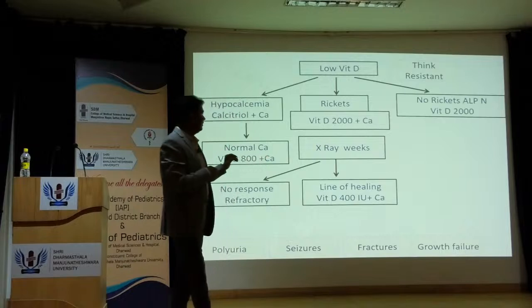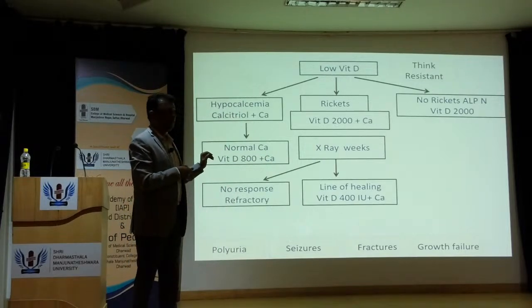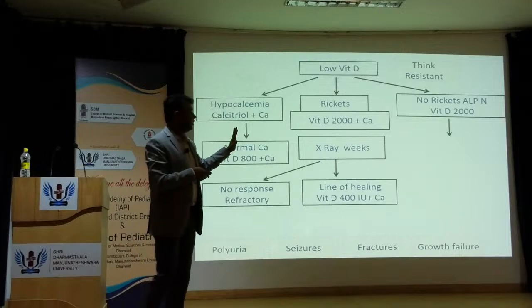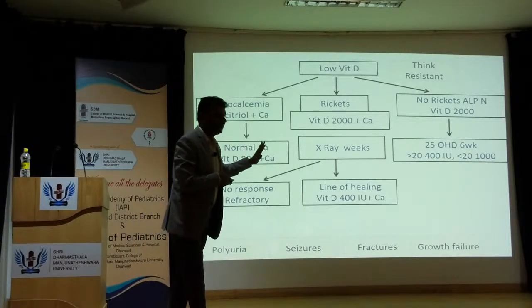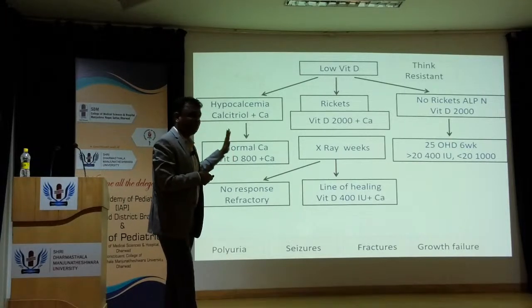Then there is low vitamin D, but no rickets and normal alkaline phosphatase. So give only vitamin D. After 6 weeks, repeat vitamin D. If it is more than 20, continue the prophylactic dose of 400. If vitamin D is still less than 20, we can continue 1000.